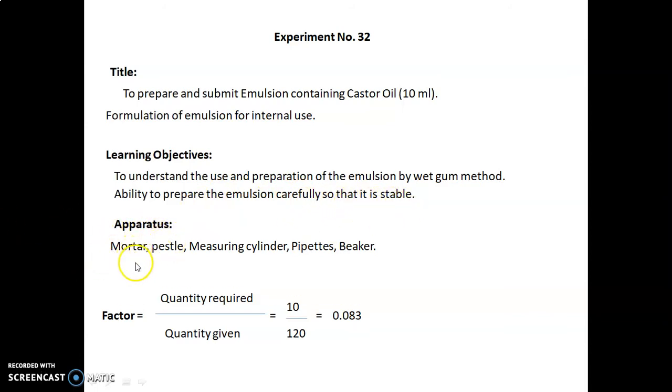Apparatus required are mortar, pestle, measuring cylinder, pipettes, beaker. Factor is calculated as quantity required upon quantity given, which is 10 upon 120, that is equal to 0.083.